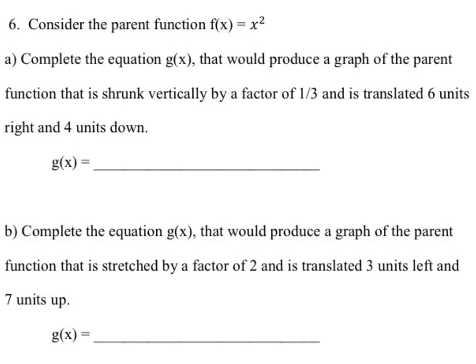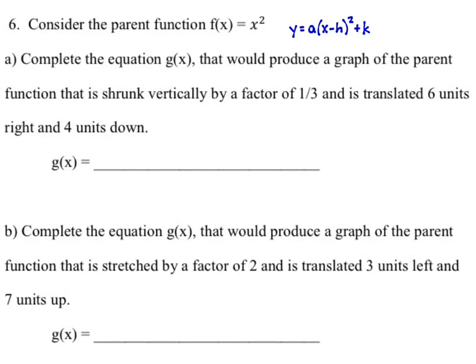Number 6, it says consider the parent function f of x equals x squared. Complete the equation g of x that would produce a graph of the parent function that is shrunk vertically by a factor of 1/3 and is translated 6 units right and 4 units down. So we're writing vertex form again. Remember, vertex form is a times x minus h squared plus k. Our goal is to identify what a, h, and k are.